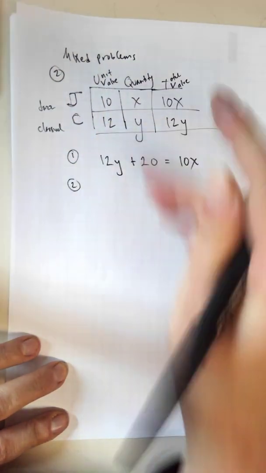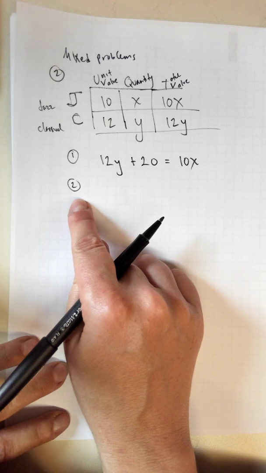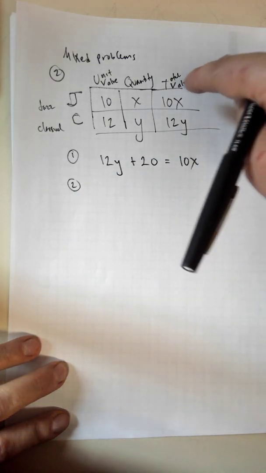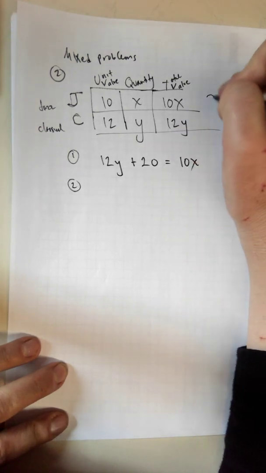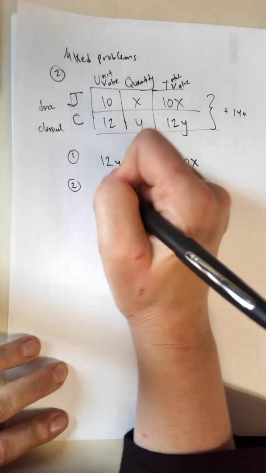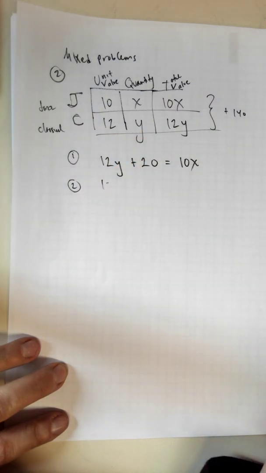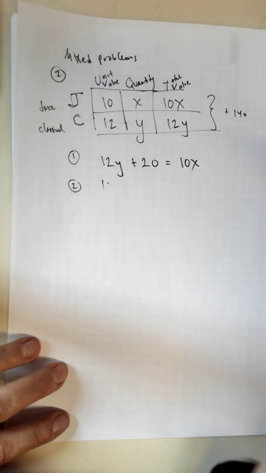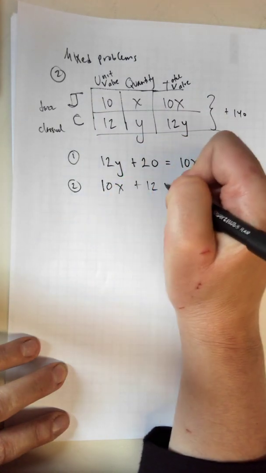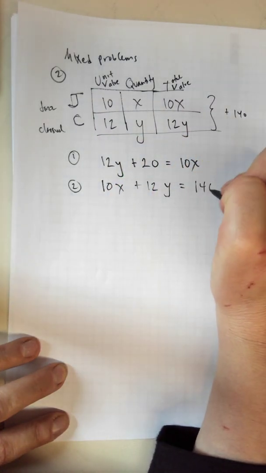Our number 2 equation is super easy because it says she spent a total of $140. These two together add up to 140. So 10x plus 12y equals $140. I should have written it differently, but that's okay.